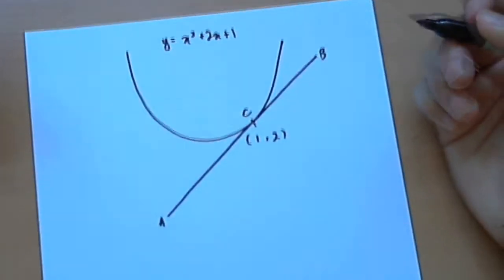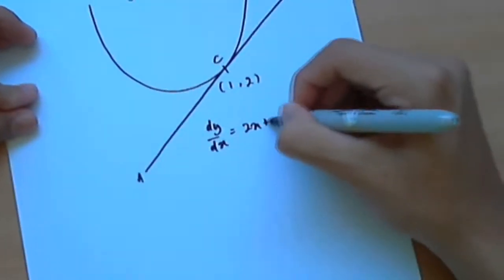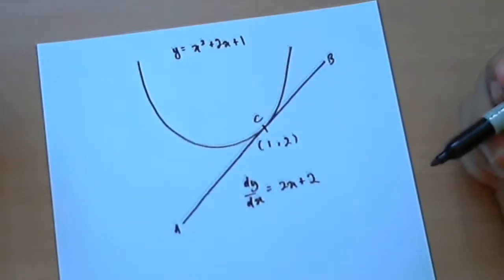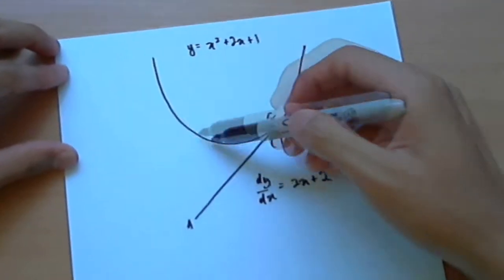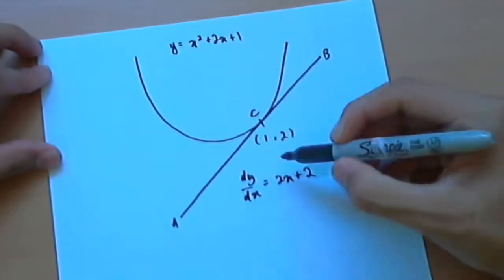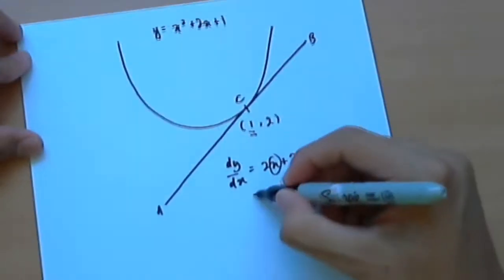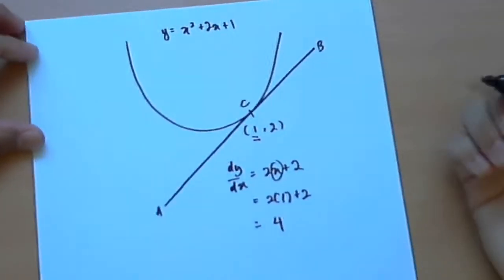Right, so what we're going to do is we differentiate this equation here. So we're going to get 2x plus 2, which is the gradient function of the curve, which means we can use this equation right here to find the gradient of the curve at any point given. We just have to substitute the value of x. So we already have the value of x here, 1. So just substitute it, and we'll get the gradient is equal to 4.